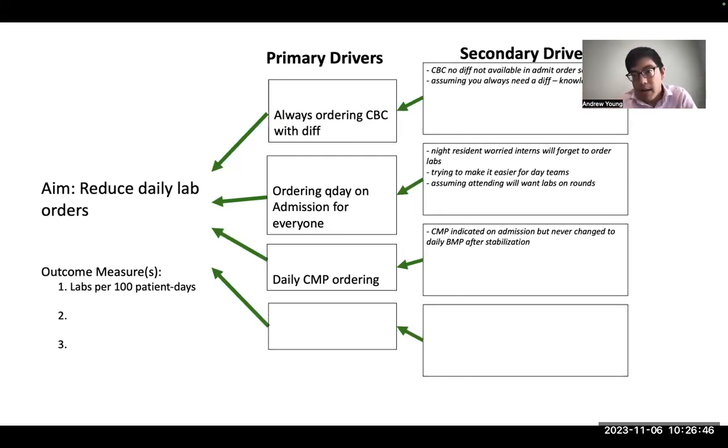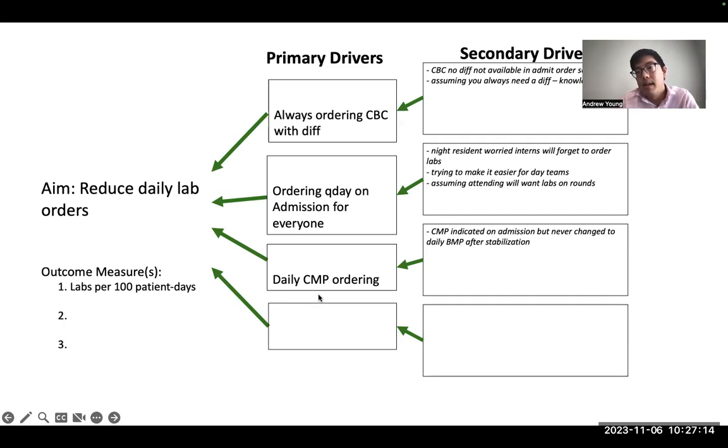This is a driver diagram, and I filled it in with an example from one of my previous projects. This, again, is a different sort of tool to help you when you're brainstorming, kind of analyzing the problem. Here over on the left, you would have your outcome, right? And so here, the example I gave is reducing daily lab orders. And so your outcome measure might be labs per 100 patient days. You might only have one, you might have multiple. Again, it depends on your project.